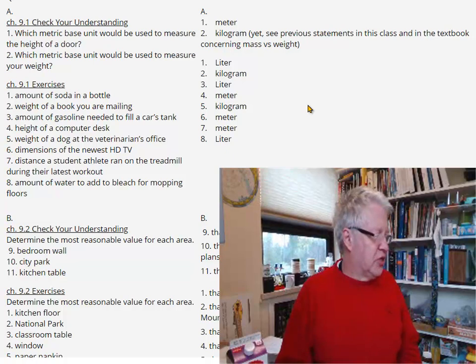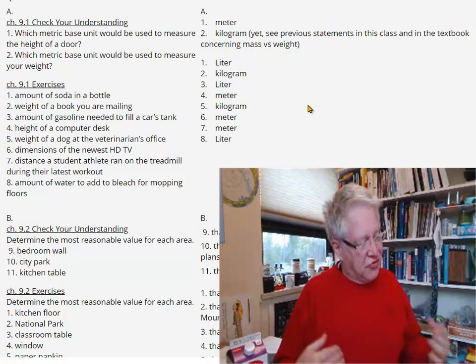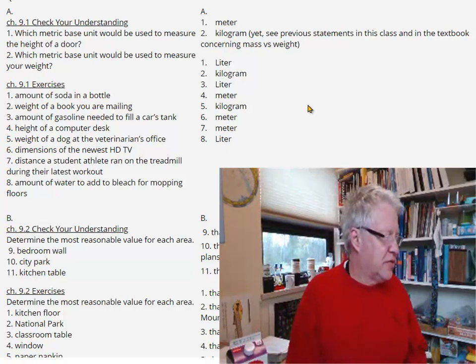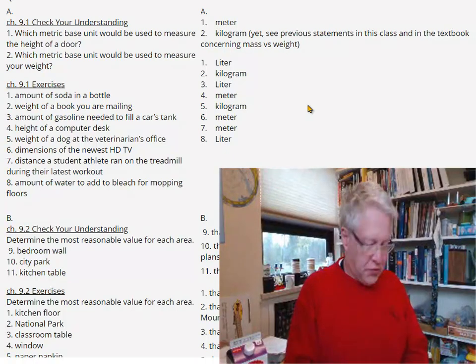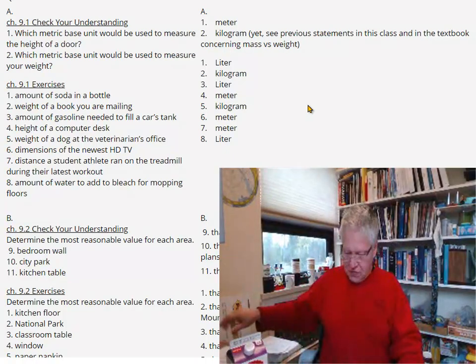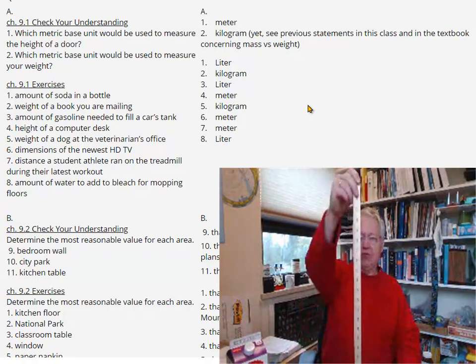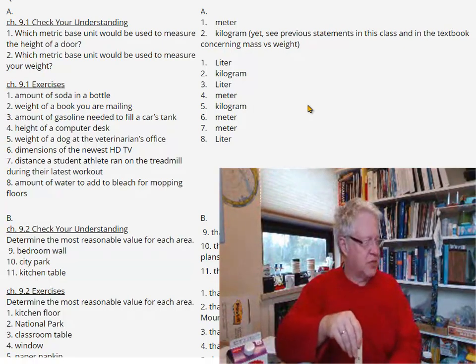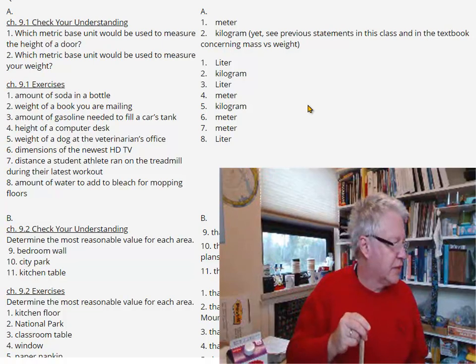Amount of gasoline needed to fill a car's tank, yeah, liters. If you go outside the United States, it will always be liters. Height of a computer desk that I'm sitting on, well, it looks like a few feet, so definitely meters. In fact, here's my meter stick, and then my desk is down here. You can hear me pound on it.